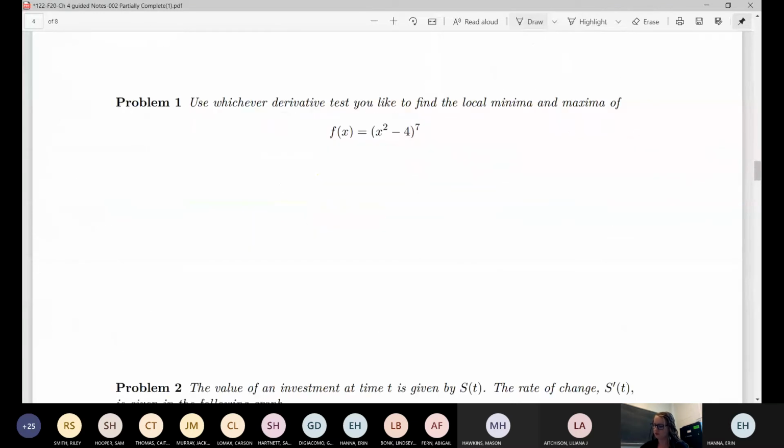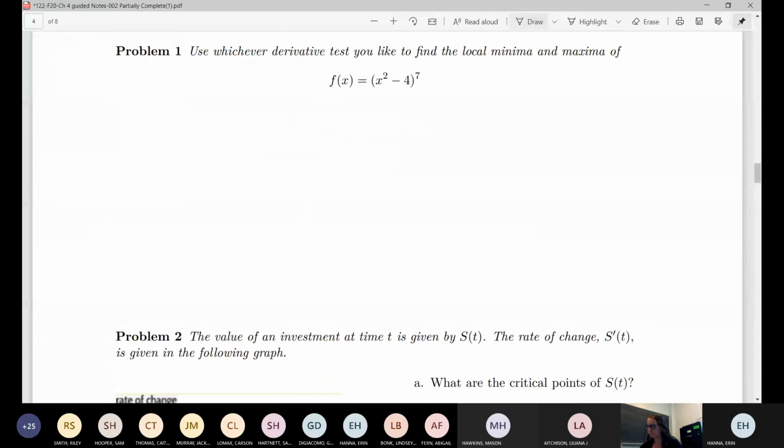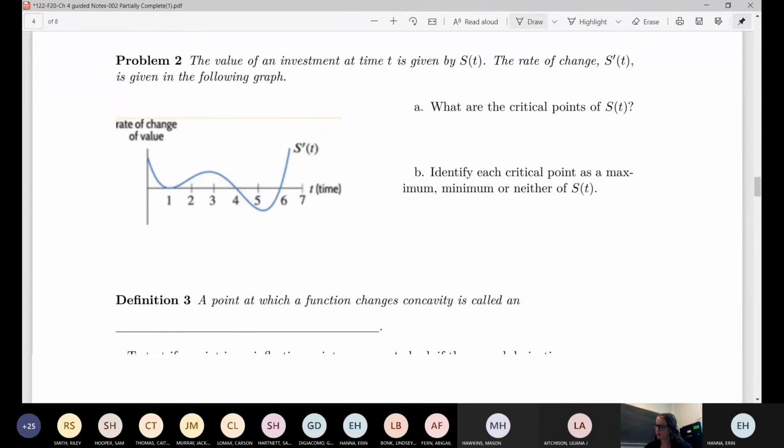Come on, scroll. Let's see, 12:30. Okay.